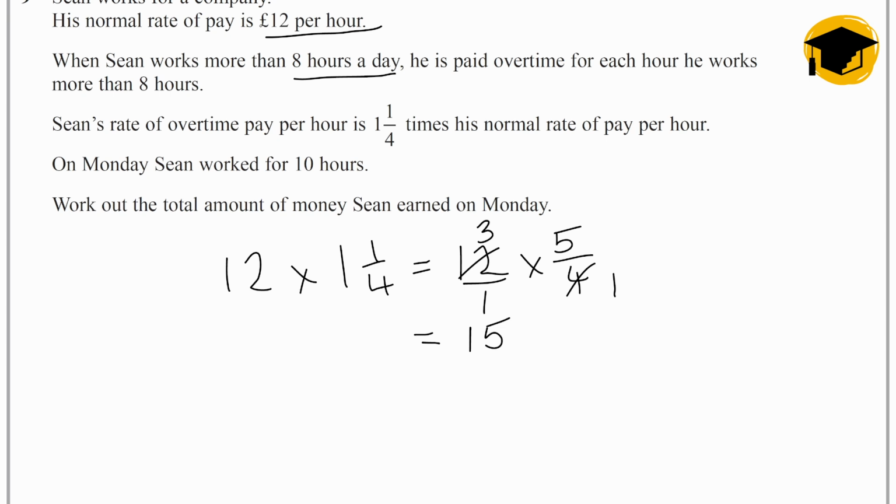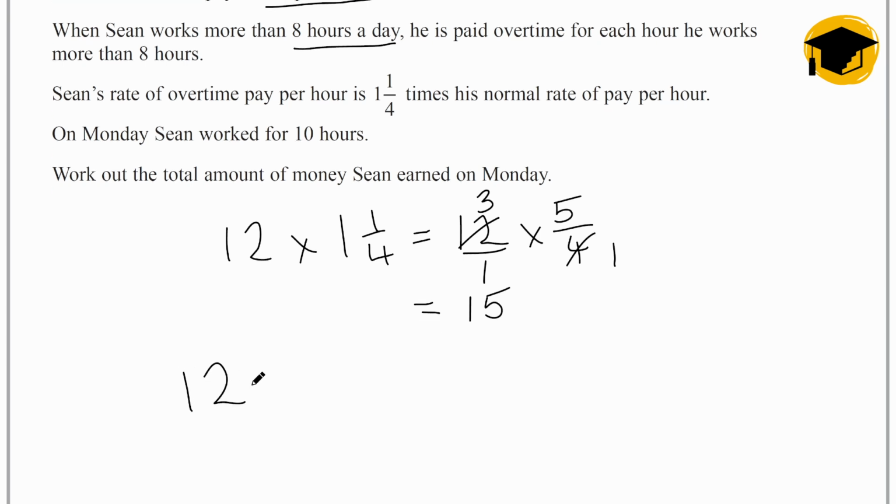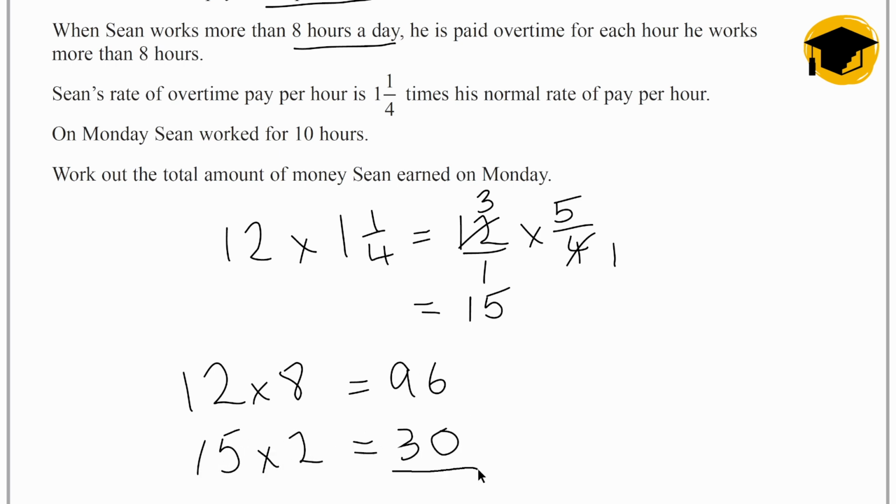On Monday, Sean works 10 hours. Work out the total amount of money Sean earns on Monday. So he gets £12 an hour for the first 8 hours. 8 times 10 is 80. 8 times 2 is 16. 80 plus 16 is 96. And then he gets paid £15 for the next 2 hours, which is 30. Add them up. So we can put a plus here. 6 plus 0 is 6. 9 plus 3 is 12. Answer is 126.